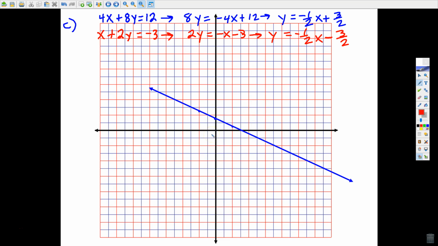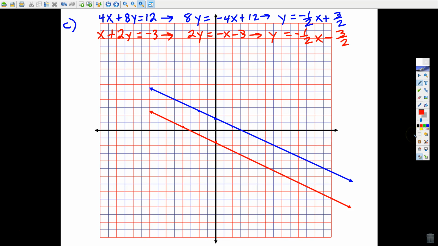So let's go ahead and draw it, and then we'll come to a conclusion on what the solution is. Actually, if they don't cross, there isn't a solution. But we're going to go ahead and draw the two lines. So here's -1.5 y-intercept with a -1/2 slope. Up 1, left 2.